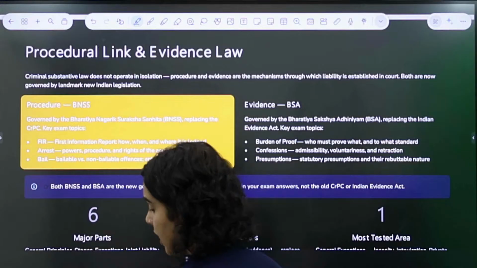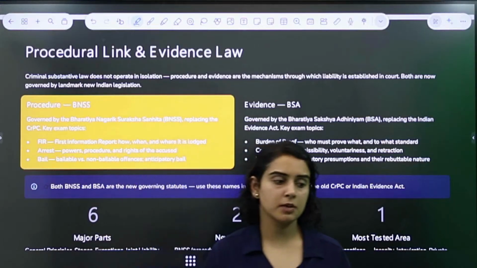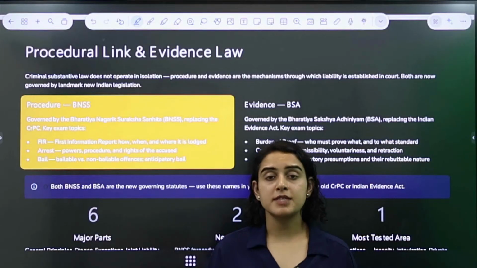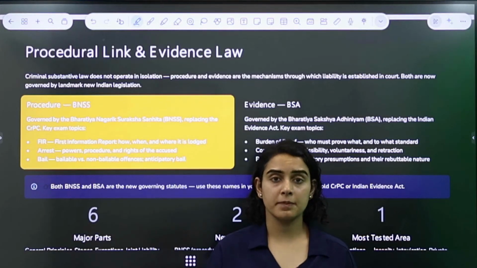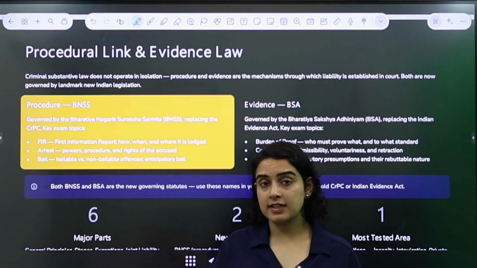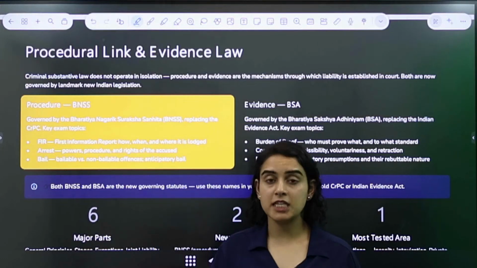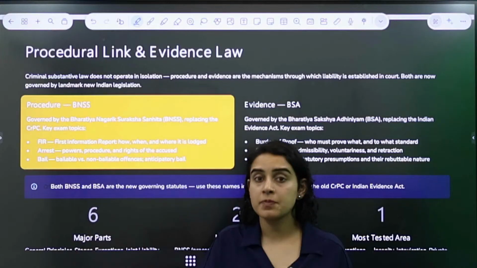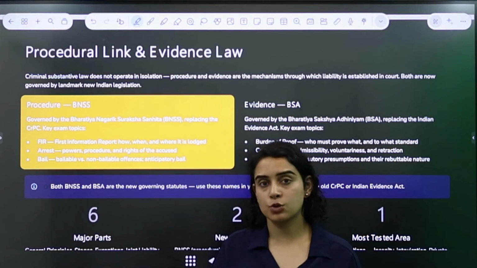Now there are two types of laws, if you know about the same in criminal law. One is the substantive law, second is the procedural law. Substantive law tells you what is the crime. Murder is a crime, then what will constitute a murder? If theft is a crime, then what will constitute a theft? That is what the substance of criminal law is. That's what the substantive law tells you.